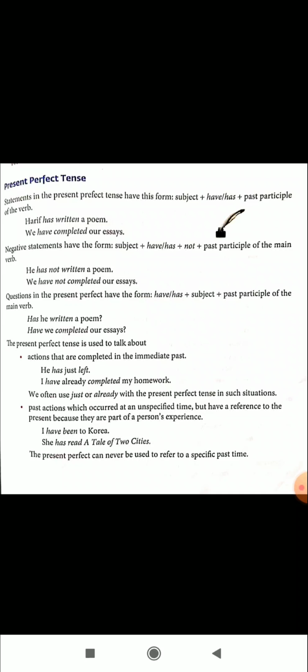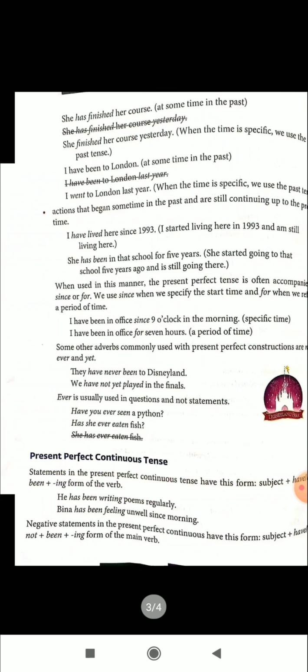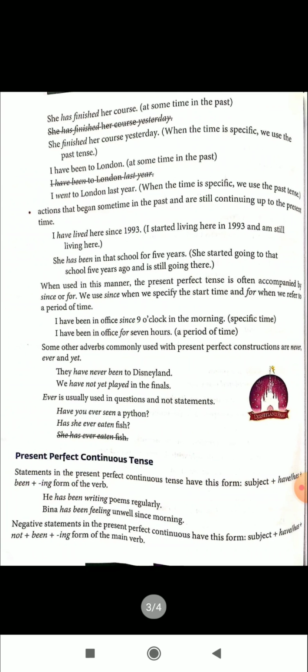The present perfect can never be used to refer to a specific past time. Important. She has finished her course, sometime in the past. It is wrong: she has finished her course yesterday. Correct: she has finished her course. Or: she finished her course yesterday. When the time is specific, we use the past tense.